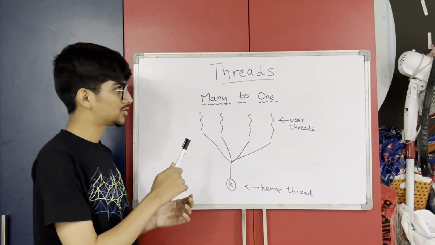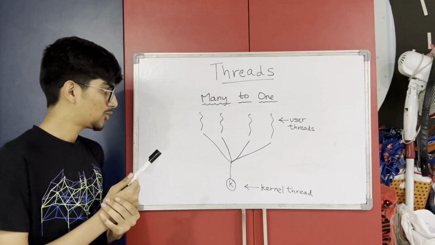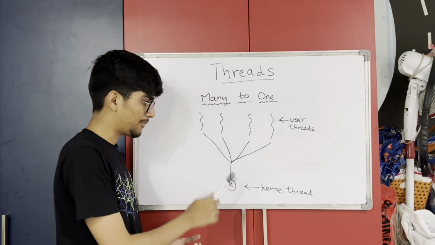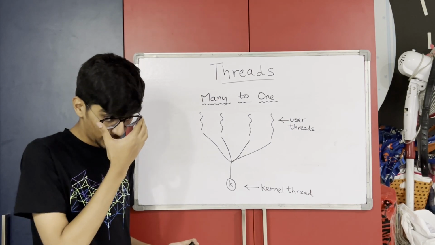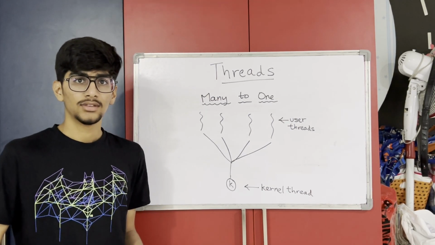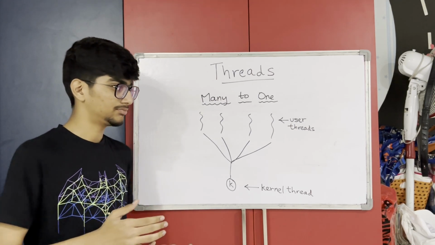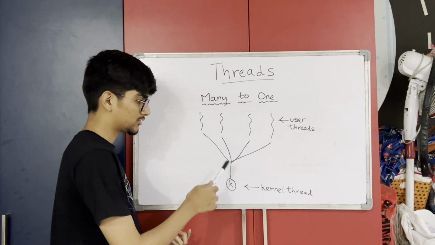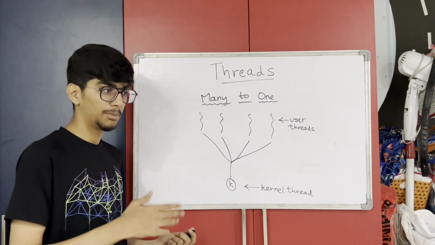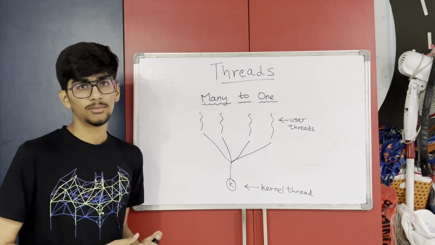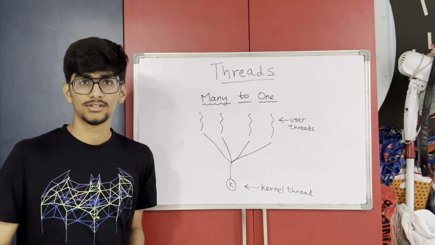So the disadvantage for the many-to-one model is that we have only one kernel thread. All of these user threads are mapped only to one kernel thread. So this means that processes cannot happen parallelly. They will have to be done in an interleaved manner. So it is not efficiently utilizing multiple cores of the CPU, if there are any. So that was the many-to-one model and why it is disadvantageous.